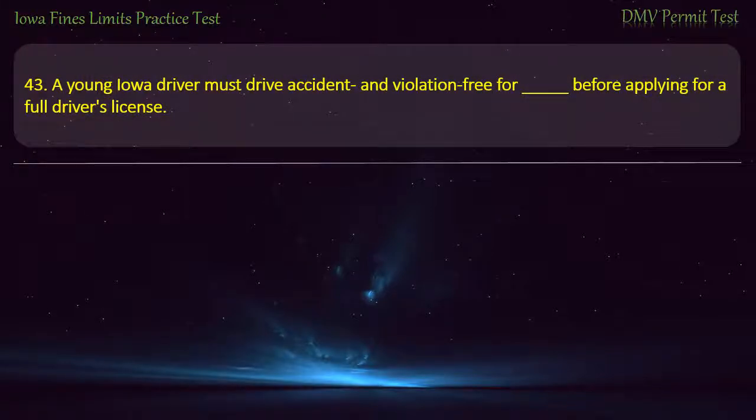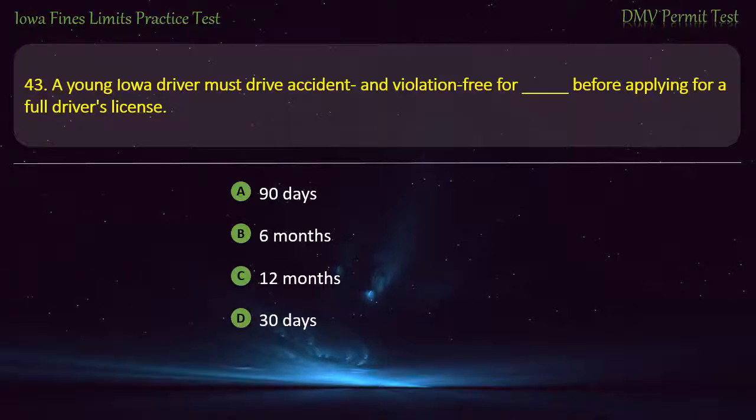Question 43. A young Iowa driver must drive accident and violation free before applying for a full driver's license. 90 days. 6 months. 12 months. 30 days. Answer: 12 months.